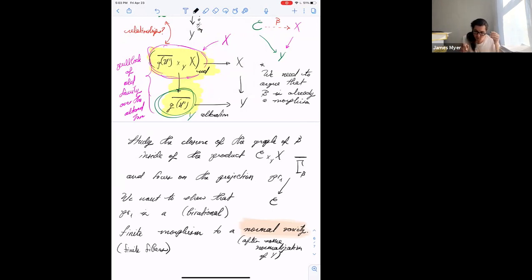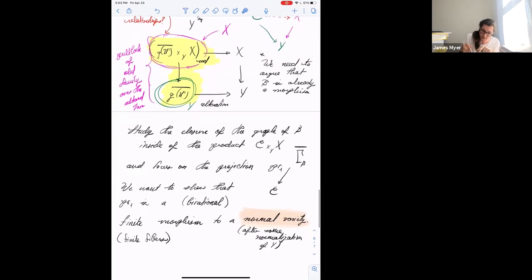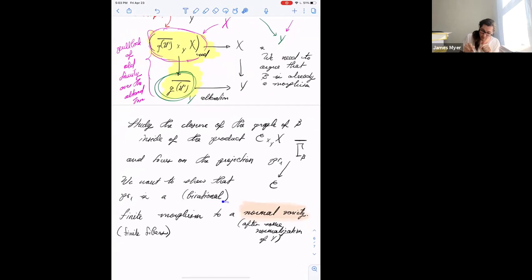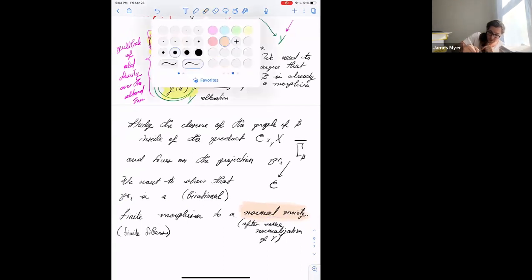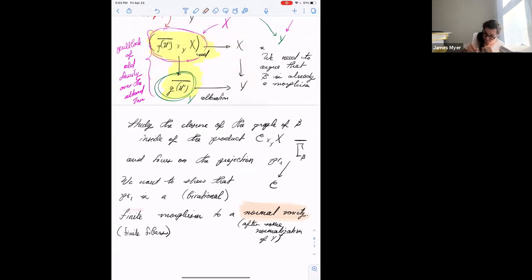And then once you've made C normal, most of the hypotheses that we need are here. We want to show that this is a birational finite morphism to a normal variety. The only thing that we don't know is whether this is a finite morphism. That's the crucial thing, which means we need to know that somehow this has finite fibers. That's what we need to check. And then if we can show this, if we can guarantee this.